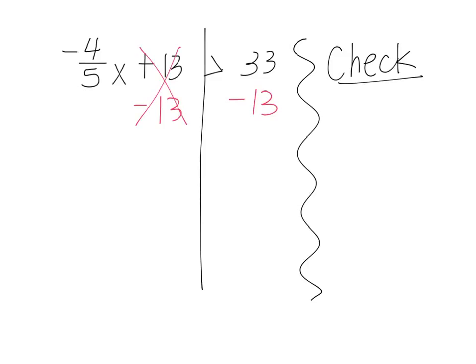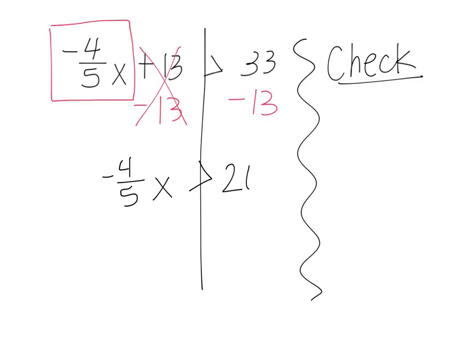The 13s cancel each other out. I bring everything that is left over. That includes the negative, the fraction, and the x. Negative 4/5 x is greater than 33 minus 13, which is 20.